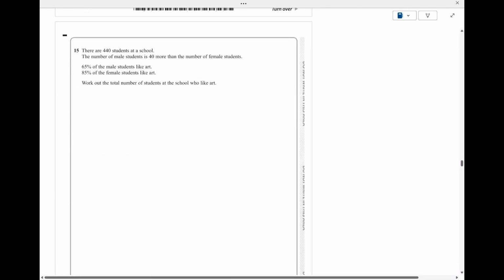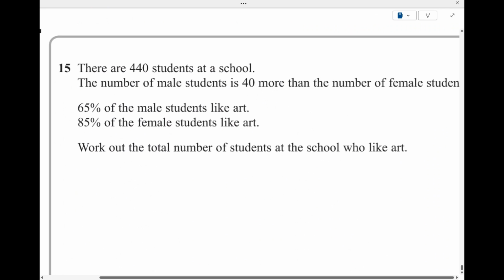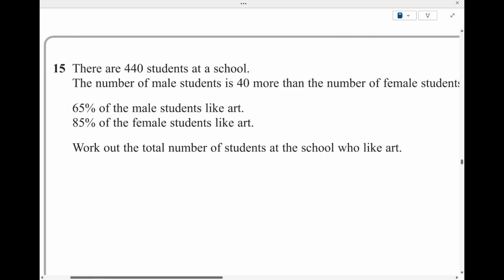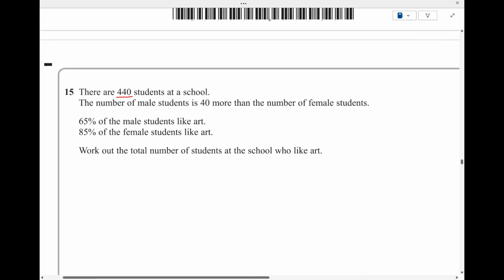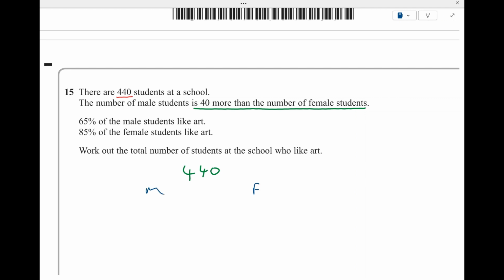Right, let's look at question 15. There are 440 students at a school. The number of male students is 40 more than the number of female students. Okay, so if I've got 440 students, then male, female, so it could be 220 and 220, couldn't it?